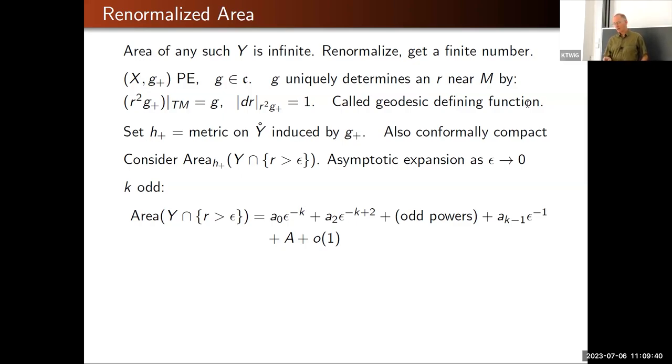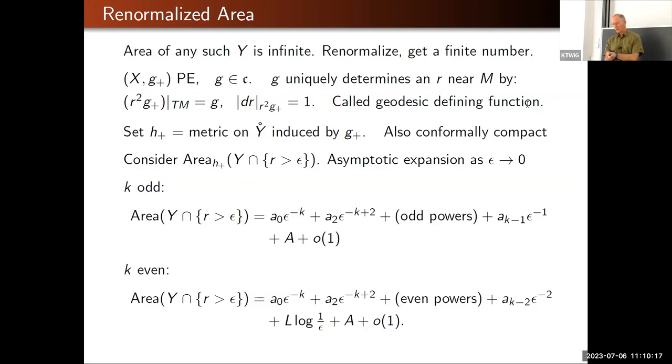So when k is odd, the leading term is like epsilon to the minus k with some coefficient. And then the important feature is that it actually shifts by two. In this expansion, you only have powers going by two. And so if k is odd, then you're starting at an odd power, you go by two. So of course you end up with a minus one. At that point, the parity is broken and there's a constant term, which I call capital A, and then terms that vanish. So that's the form of the expansion when k is odd.